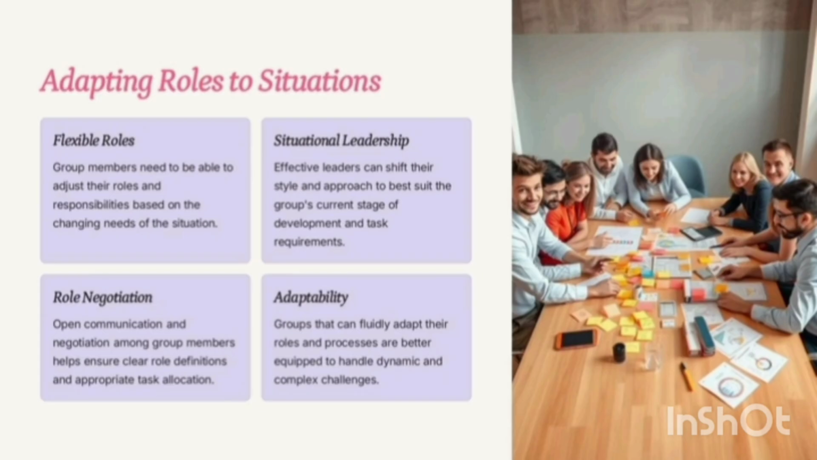Role requirements in different situations. Roles within a group can change depending on the situation. In the storming stage, a leader may need to be more directive to mediate conflicts. In the norming stage, the focus shifts to facilitation and encouraging participation. In the performing stage, roles may become more fluid, allowing members to take initiative based on their strengths. Example: show a role transition in a team meeting.